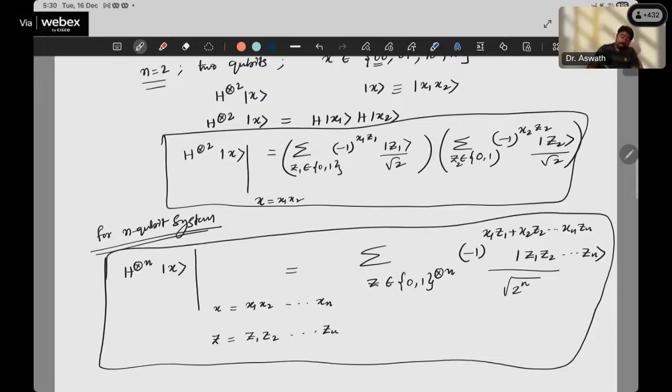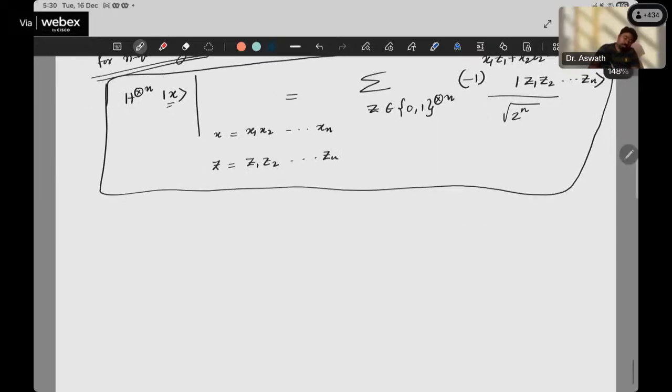So now I know what n Hadamards acting on some quantum state with certain x values looks like. Even in a much shorter notation, you can write that H tensor n acting on x is equal to summation over z belongs to 0 comma 1 tensor n, minus 1 to the power of, now I'll write it like a vector dot product, x vector dotted with z vector, times z vector divided by 2 to the power of n.